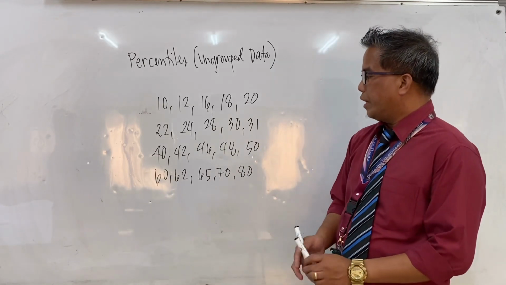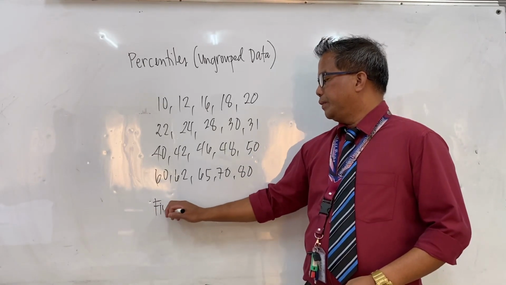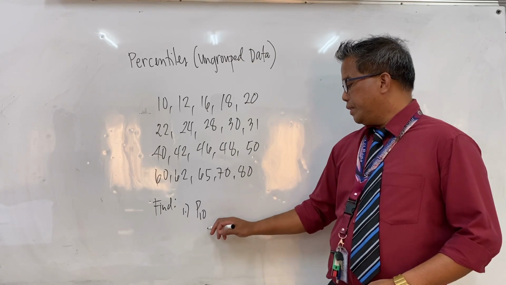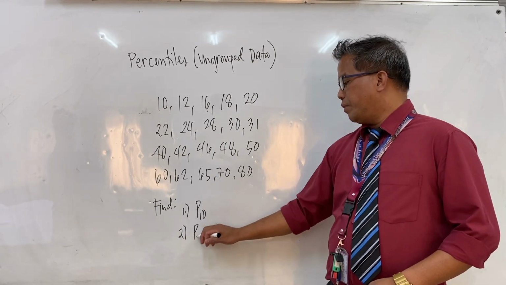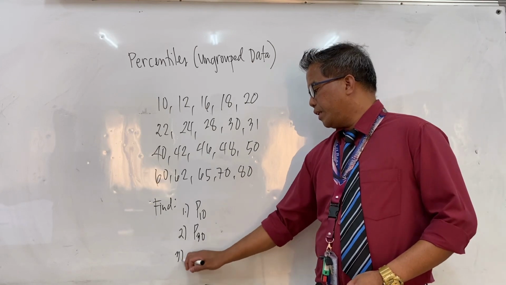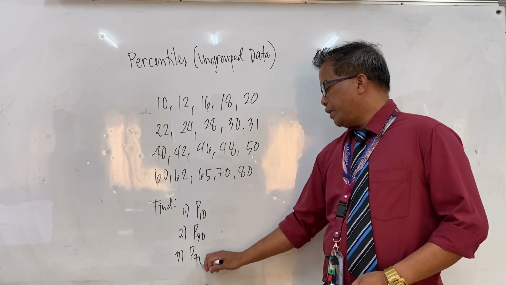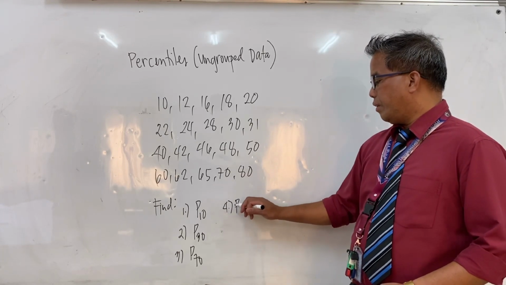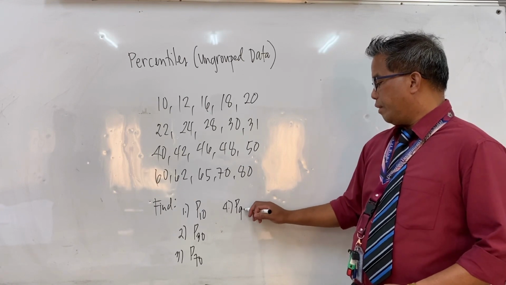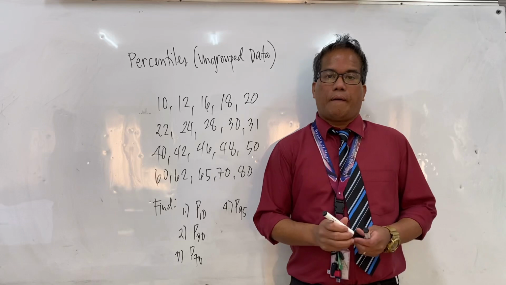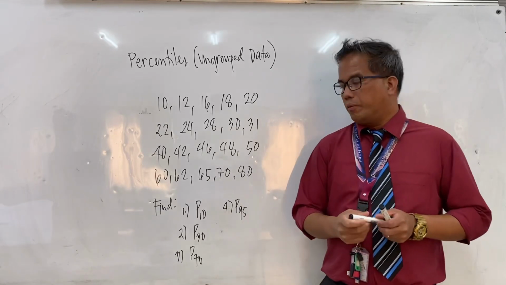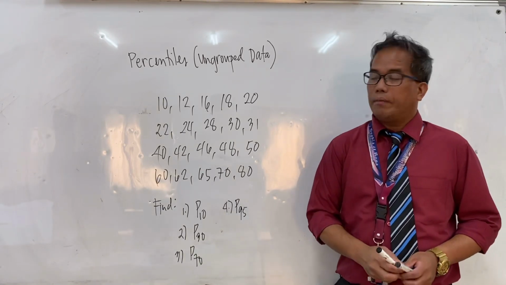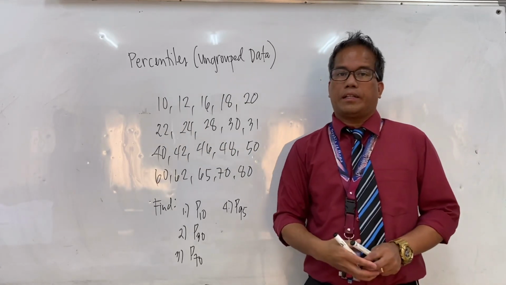Now, the question is, we are going to find number 1, P of 10. Number 2, P of 30. Next, P of 70. Then P of 95. The meaning of this is we will look for percentile 10, percentile 30, percentile 70, and percentile 95 through this sample data.